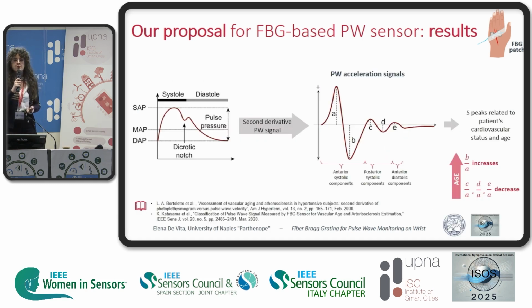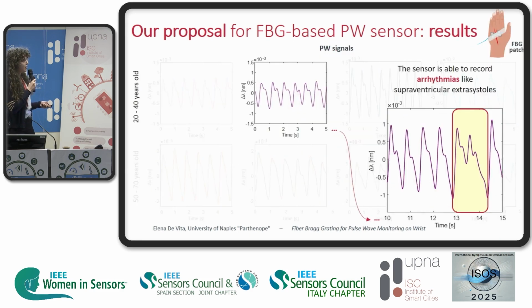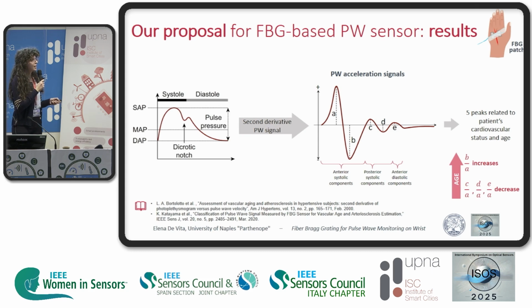But this information about the cardiovascular status can be obtained not only from the pulse waveform that we saw before, but also if we calculate the second derivative of the signal, which corresponds to the pulse wave acceleration signal. And here we can see the typical waveform for the acceleration signal. It is made by 5 peaks, named from A to E, and these ratios depend on the age of the subject. So we can obtain information by looking at these peaks.